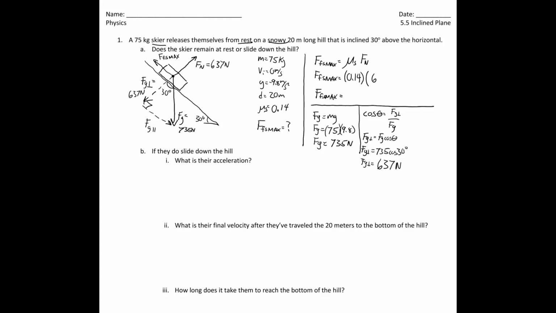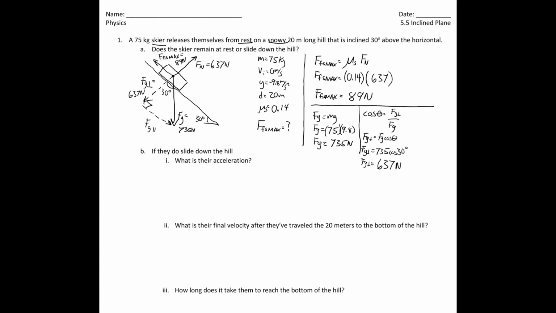That's good. Now we can figure out what the frictional force is. The maximum static friction that exists between these two surfaces is about 89 newtons. So that's the maximum static friction. But are we ready to answer the question? Do we know if they remain at rest or not? We just know that the maximum force that can exist between the two is 89 newtons. If Fg parallel is greater than 89 newtons, then it's going to slide. If it's less than 89 newtons, it's not going to slide. So let's figure out what Fg parallel is.